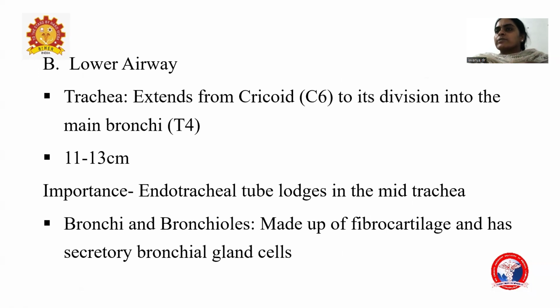So now we extend to the lower airway tract, which includes trachea, bronchi, and the bronchioles. Trachea extends from the cricoid, which corresponds to C6 vertebra, to its division into the main bronchi, which is at T4. It is around 11 to 13 centimeters, and the endotracheal tube lodges in the midpoint of the trachea. Bronchi and bronchioles are made up of fibrocartilage and have secretory bronchial gland cells.